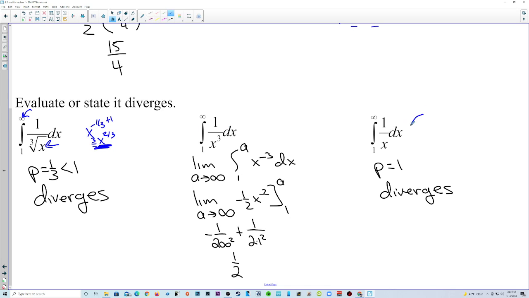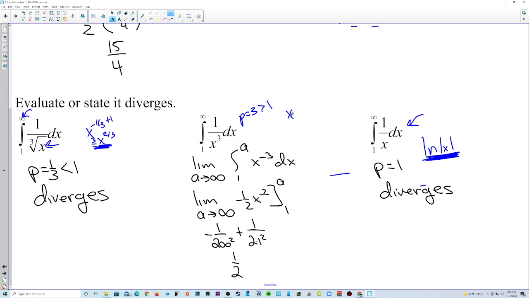This one over here to the right, the power is 1. That's going to diverge also because the antiderivative now is natural log of the absolute value of x. You plug infinity into that, you're headed off to infinity. This power is 3. So the power is 3, which is greater than 1. Now this is going to converge.